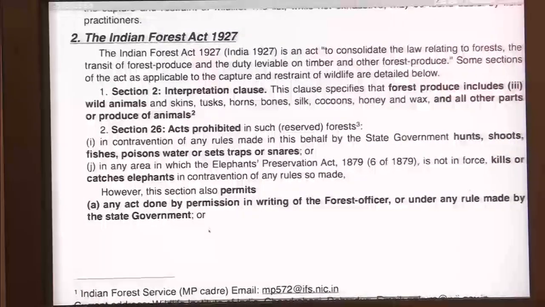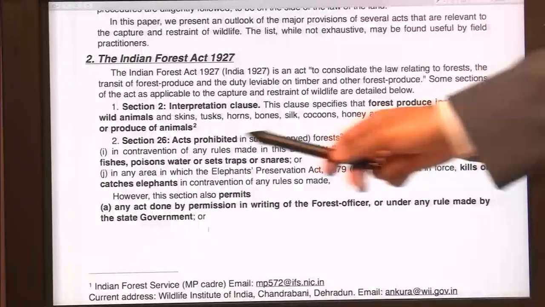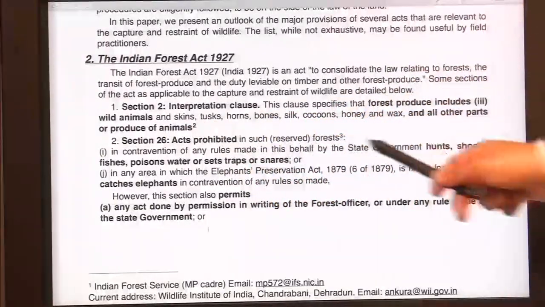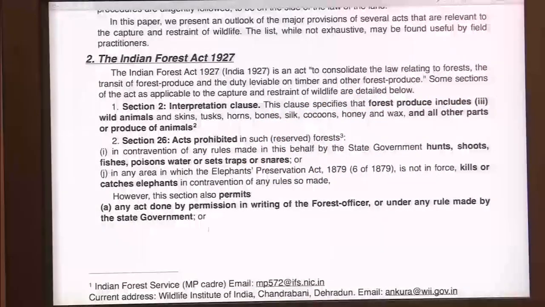The first one is the Indian Forest Act of 1927. Now, in this act, it defines what we mean by forest produce. And forest produce includes wild animals and their skins, tusks and other parts, and all other parts or produce of the animals. So, essentially, if there is any wildlife in the forest, it is a forest produce. If you are taking it out, then the sections of the Indian Forest Act will also apply.